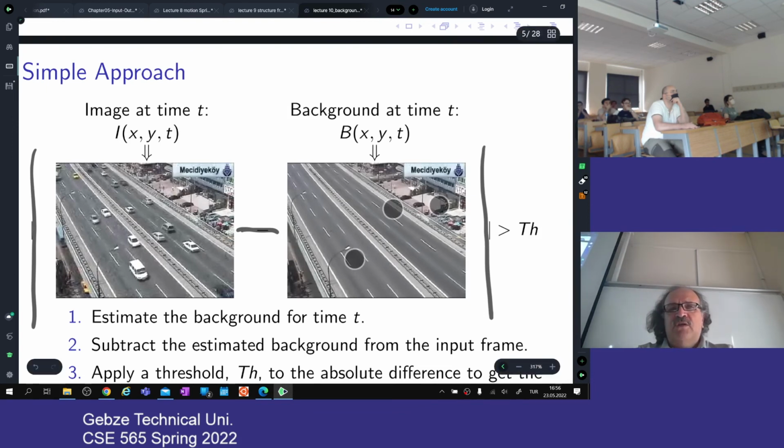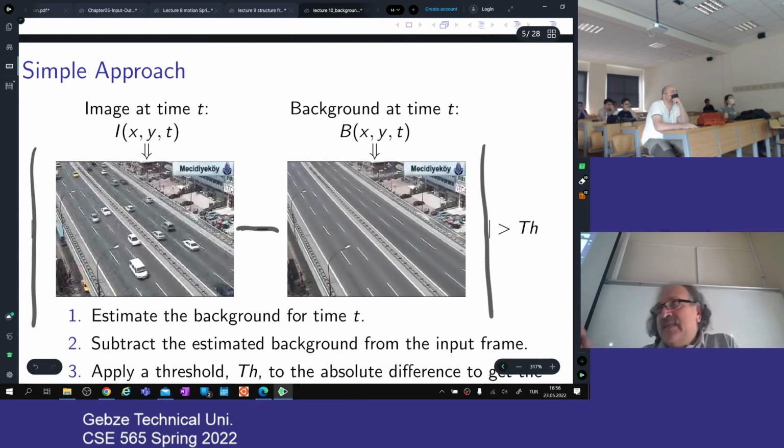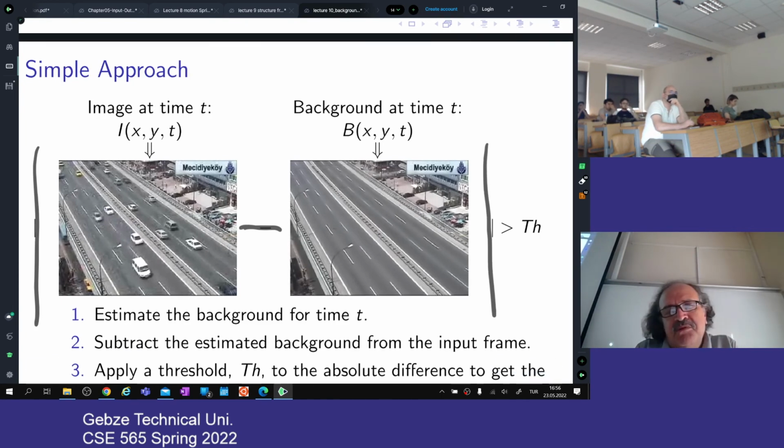Subtract this image from this one, take the absolute value. All the pixels that have a large enough value, greater than the threshold, means that those pixels are moving. How do you get this image? You might say: close the traffic, stop everybody, take a picture, and it might work. That's going to be very expensive for all the places.